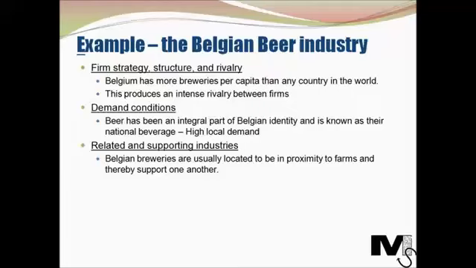Demand conditions. Beer has always been an integral part of Belgian identity and is also known as their national beverage. So local demand for quality beer has always therefore been quite high. So you can imagine that because the demand is quite high, you have to raise the standards and keep the standards at that high level at all times. Related and supporting industries. Now, Belgian breweries are usually located in proximity to farms, and the farms support the industry in more than one way. This enables both industries to support one another, and it also enables fast production times.